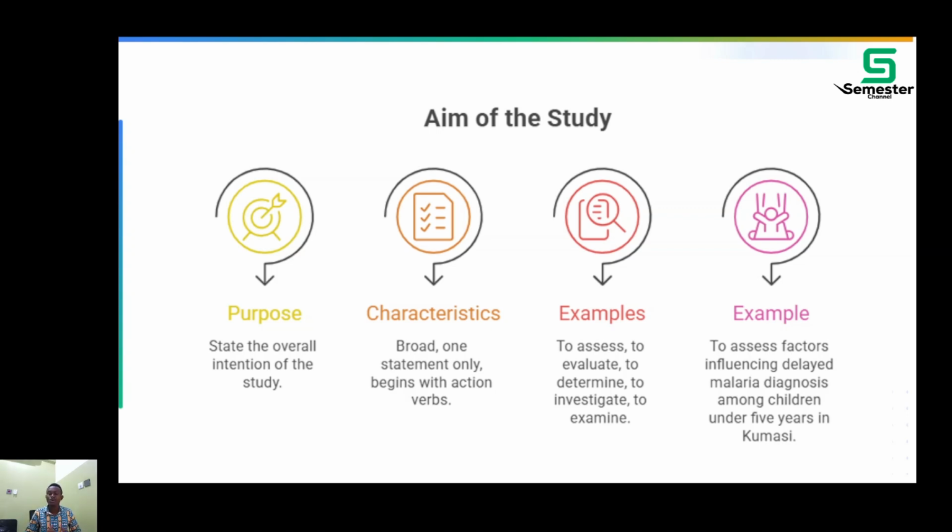And it always should start with an action verb. So an example: to assess, to evaluate, to determine, to investigate, to examine. So that's how examples of stating a study aim should be. An example, as I've indicated, is to assess the factors influencing delayed malaria diagnosis. Or it could be to assess the knowledge, attitudes, and practice of school-going age children on a particular condition, right? So that's how your main objective should be.